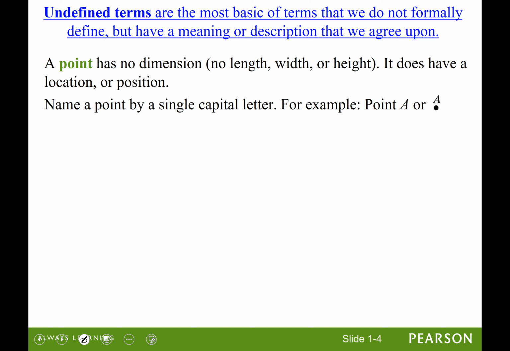For example, you've seen points that have location notated like this here in the rectangular coordinate system. To name a point, you can use a single capital letter. For example, you can write point A like that, or you can put that single capital letter above a point like that there. Both of those would be read point A.